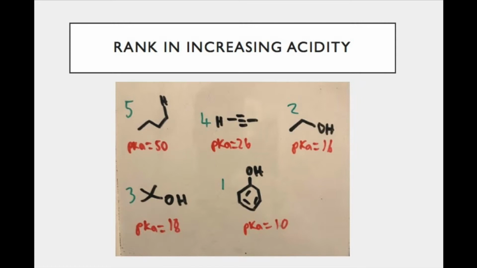So obviously, you see that you have a phenol, right? Phenols, I don't know if I mentioned this in the other video, but phenols have a pKa of 10, right? And primary alcohols obviously have a pKa of 16. Your alkynes will have a pKa of 26. And here's something to note, right?